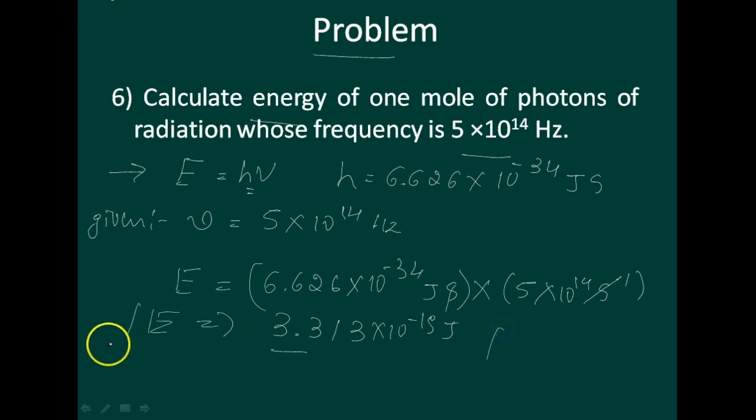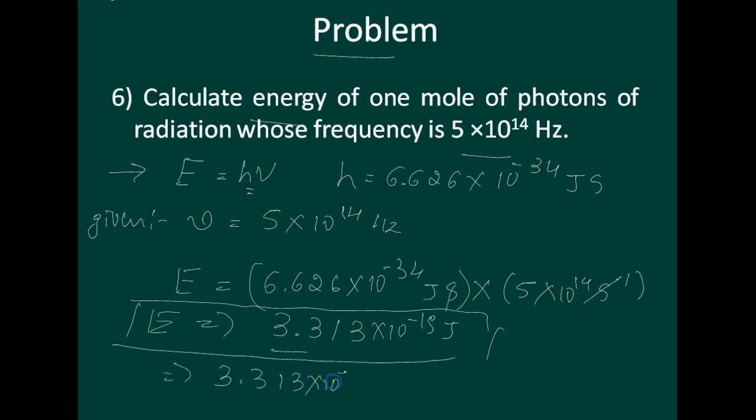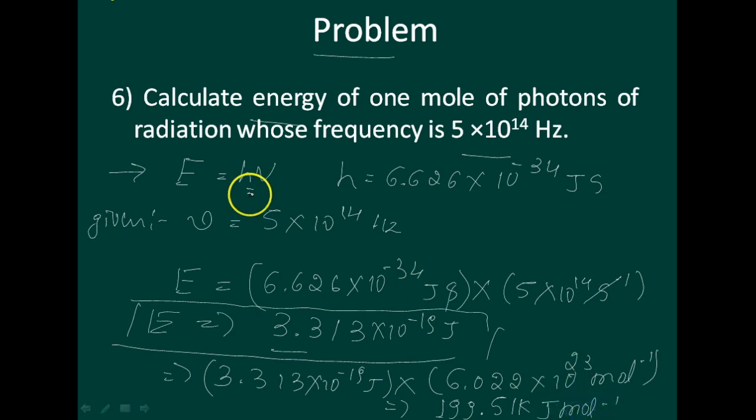They are asking you to find out for 1 mole. So for the energy of 1 mole, just multiply this 10^-19 joule value with 6.022 × 10^23 per mole. After that you are getting the answer as 199.51 kilojoule per mole.